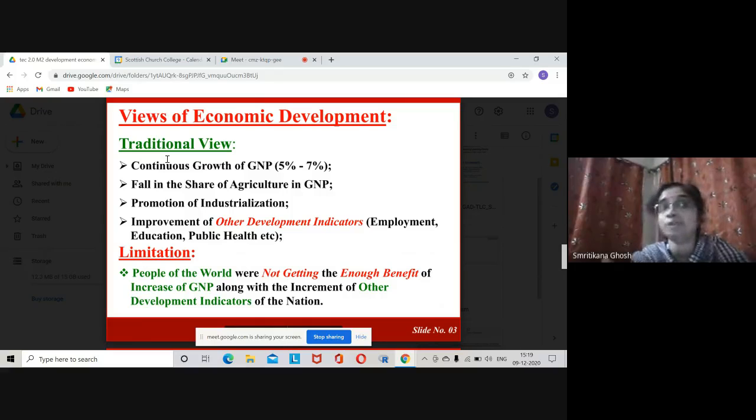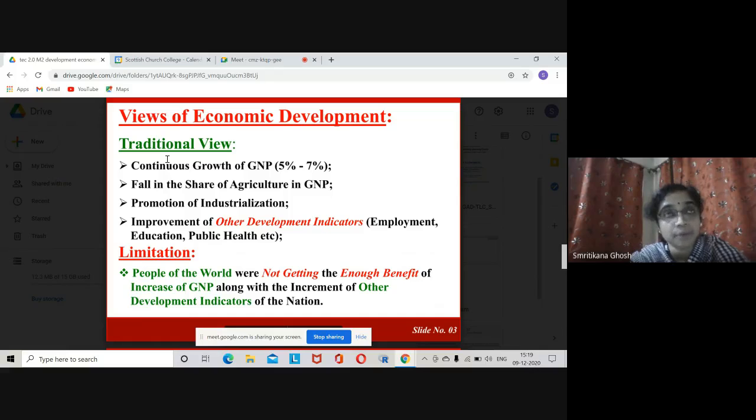But there is a problem with this traditional view. What is the problem? An economy may have all those features, but still there is a section of people who are not getting any benefit of this development. They are poor and they may be poorer than before. So you can understand there is an inequality in the benefit of economic development. That is the problem of the traditional view.